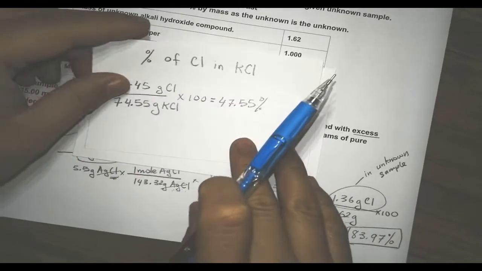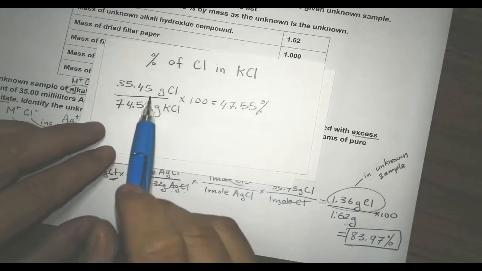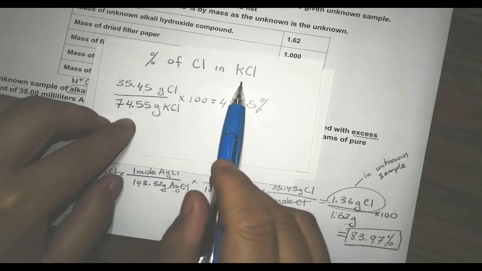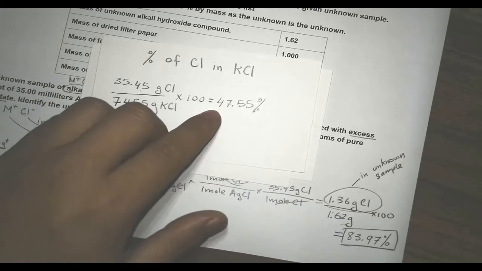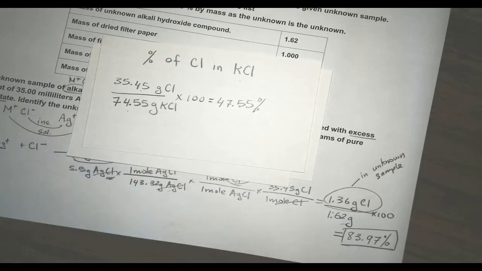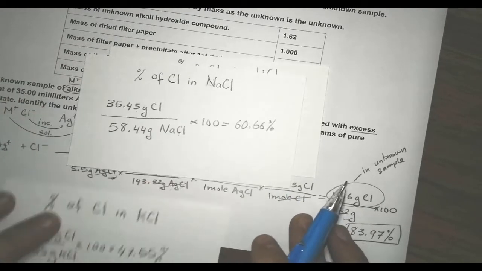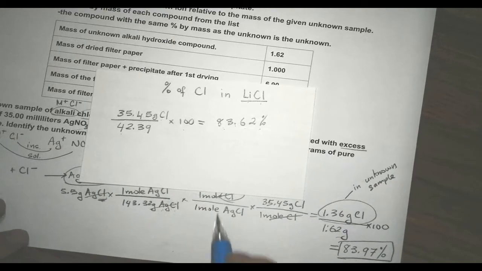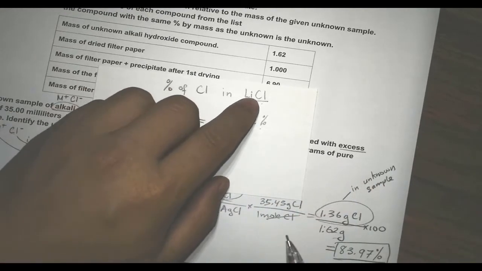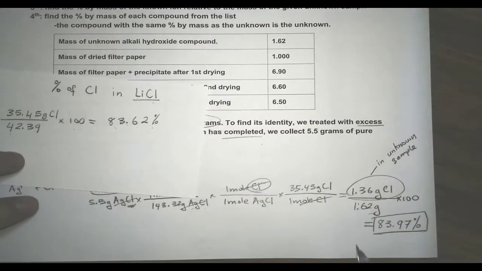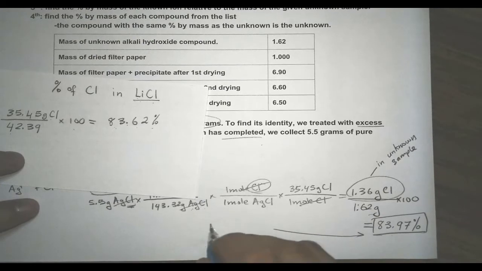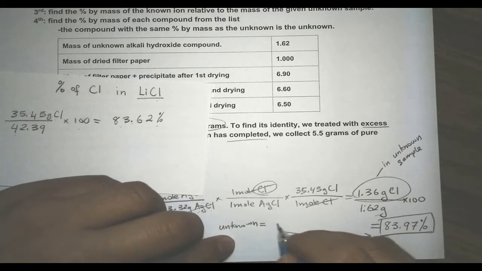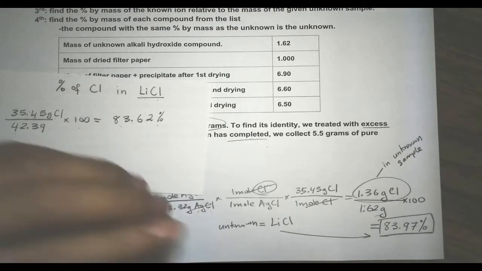And then we have potassium chloride. In this case, chlorine again, 35.45, divided by the molar mass of potassium chloride. And look at this, we have 47.55%. That is completely way off. So the identity of the unknown is going to be lithium chloride. In this case, the unknown equals lithium chloride. And that's all we have to do.